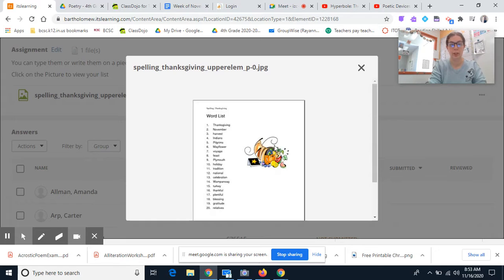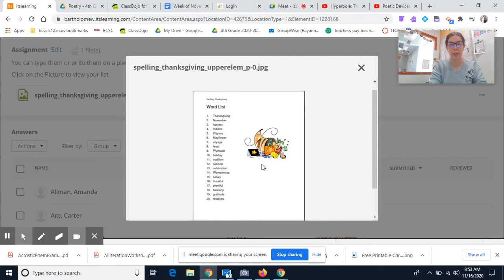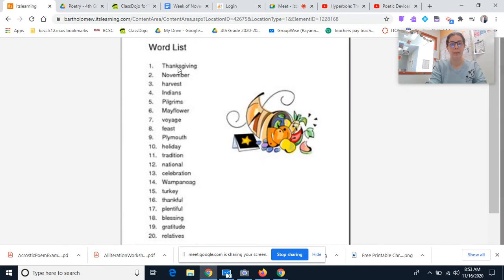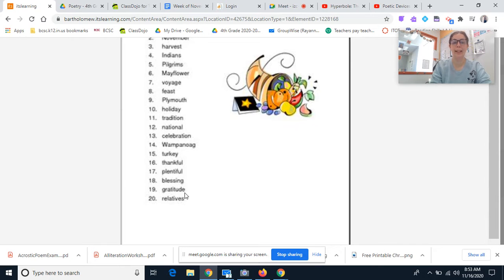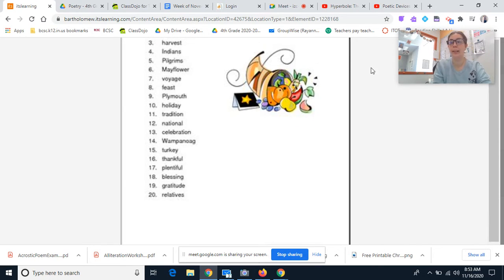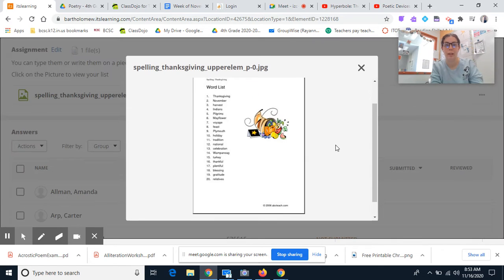This is our list. You can click on this picture and zoom in if need be. We have Thanksgiving, November, harvest, Indians, pilgrims, Mayflower, voyage, feast, Plymouth, holiday, tradition, national, celebration, Wampanoag, turkey, thankful, plentiful, blessing, grateful, and relatives. So we have a Thanksgiving themed spelling list this week.